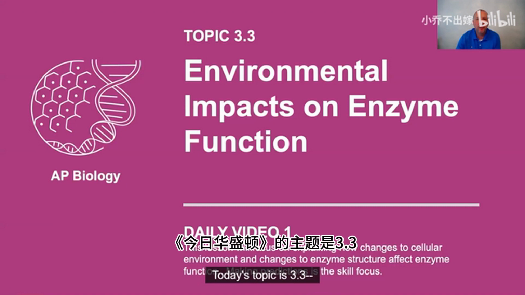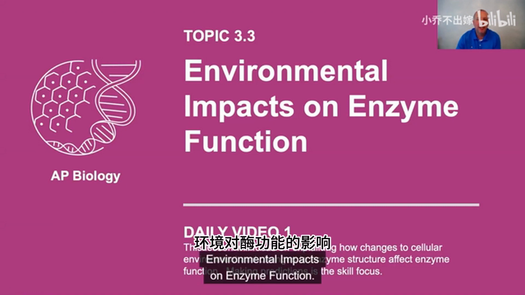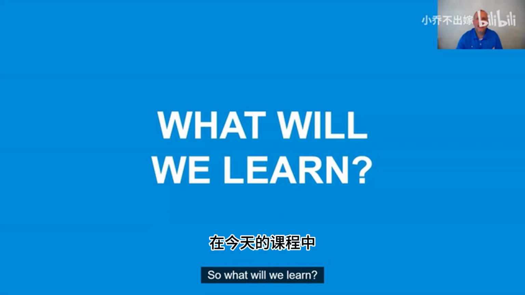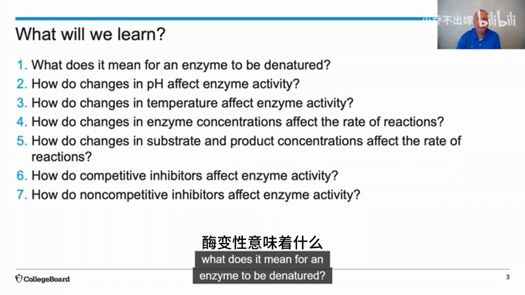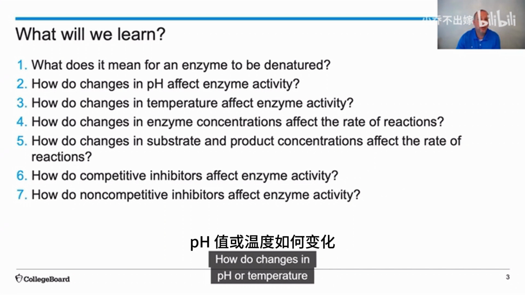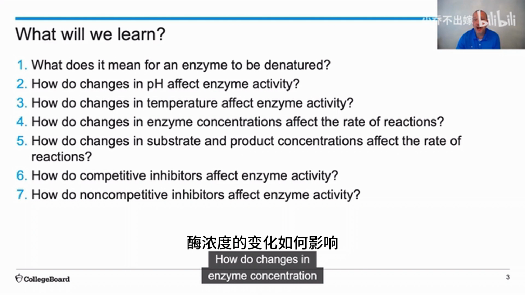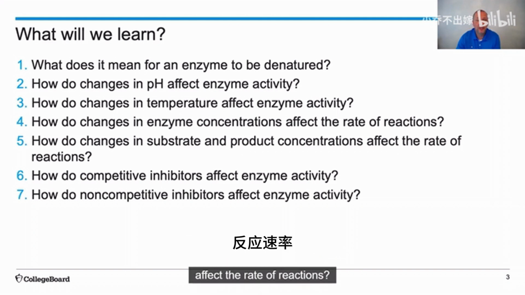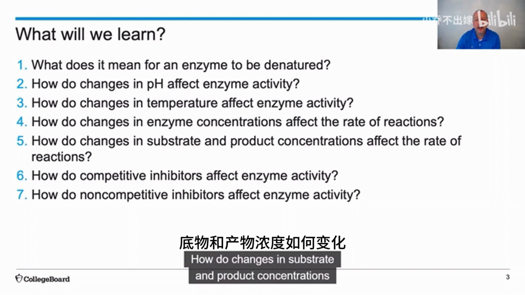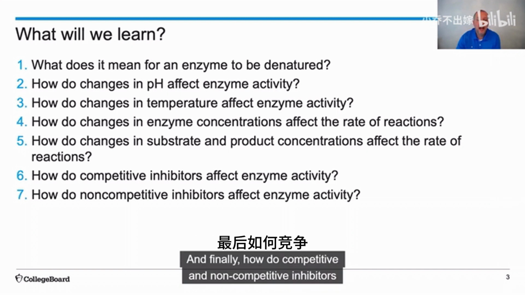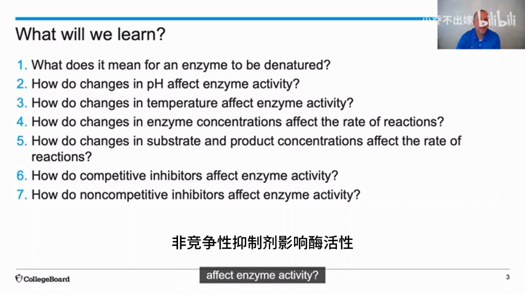Today's topic is 3.3, environmental impacts on enzyme function. So what will we learn? In today's lesson, we're going to look at what it means for an enzyme to be denatured. How do changes in pH or temperature affect enzyme activity? How do changes in enzyme concentration affect the rate of reactions? How do changes in substrate and product concentrations affect the rate of reactions? And finally, how do competitive and non-competitive inhibitors affect enzyme activity?